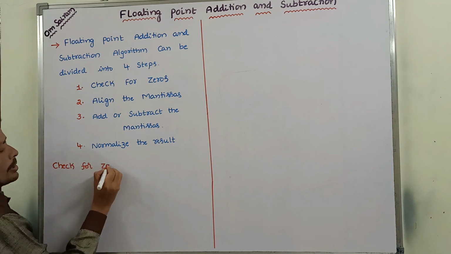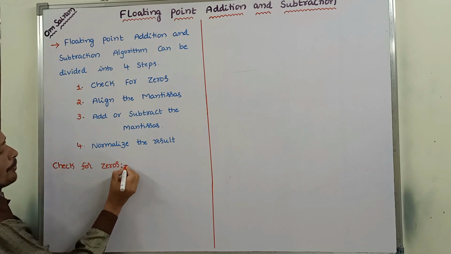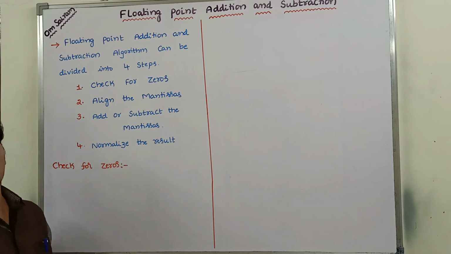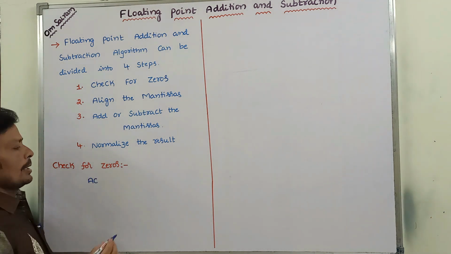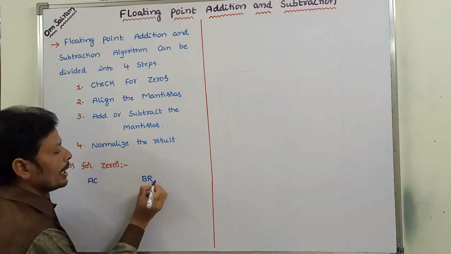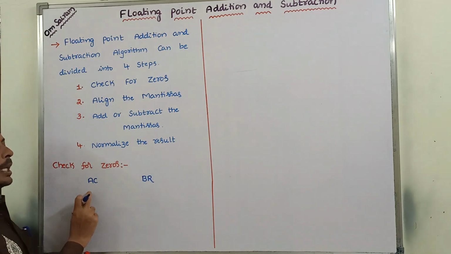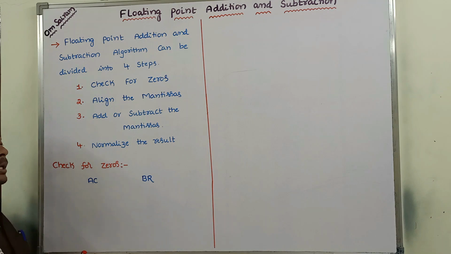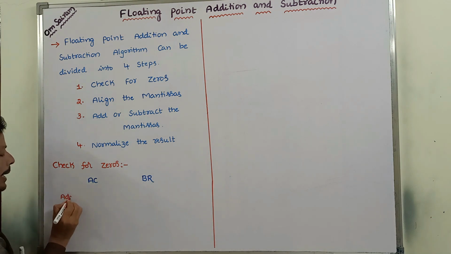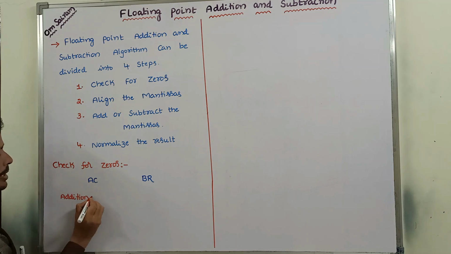First step is check for zeros. To perform the floating point addition and subtraction operation, we require two floating point numbers. The first floating point number is stored in the AC register. The second floating point number is stored in the BR register. Now we have to check whether the first floating point number value is 0 or the second floating point number value is 0. Here we have to consider two cases for addition and two cases for subtraction.